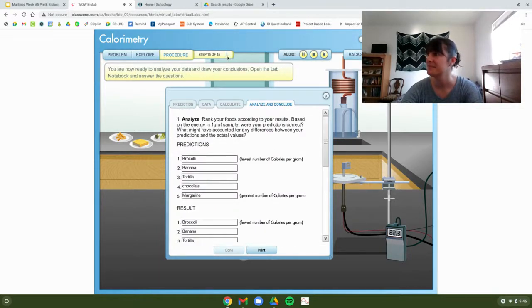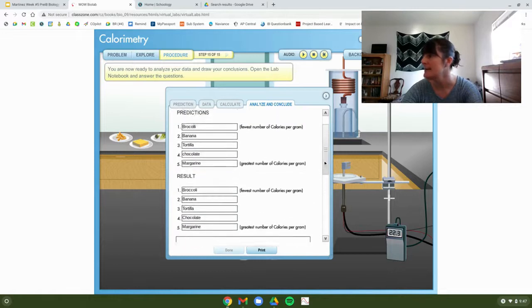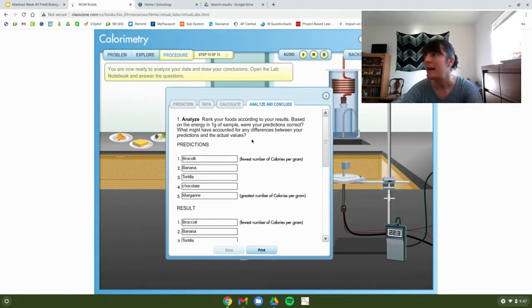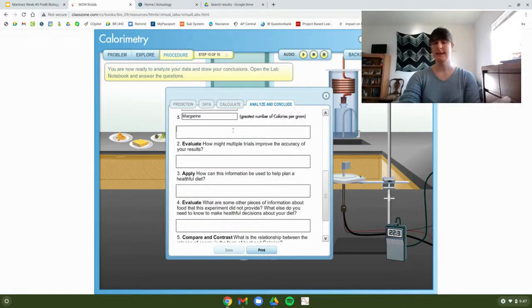You are now ready to analyze your data and draw your conclusions. Open the lab notebook and answer the questions. All right, so it looks like my predictions were spot on. Guess I've done this before. Excellent. So it's going to have me say what might have accounted for any differences between your predictions. So I can say my predictions were spot on. Smiley face.